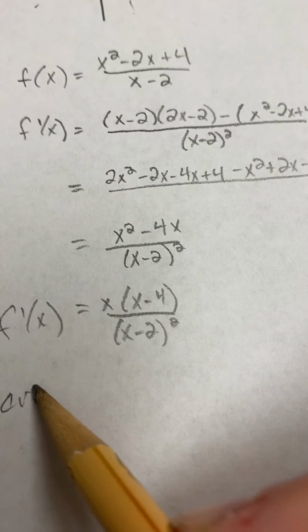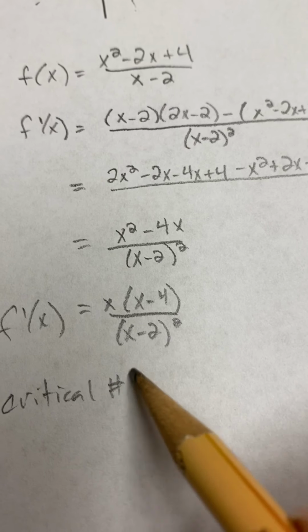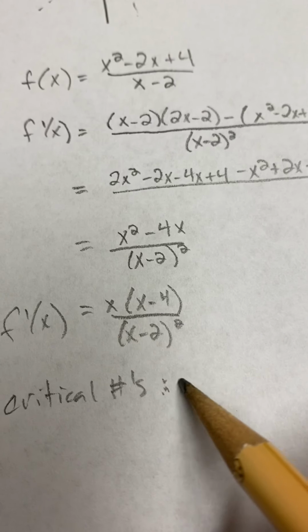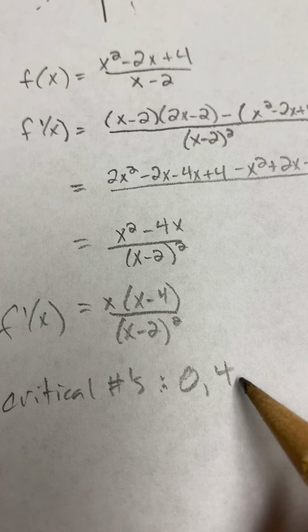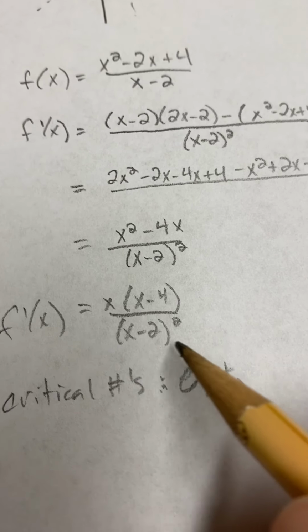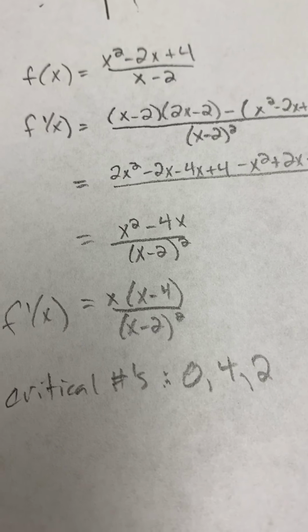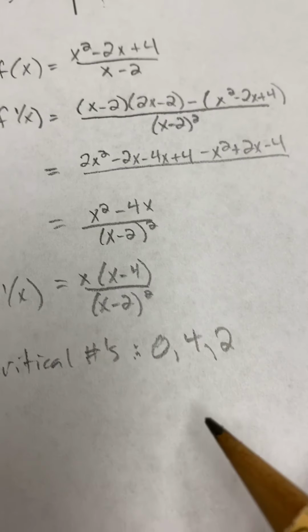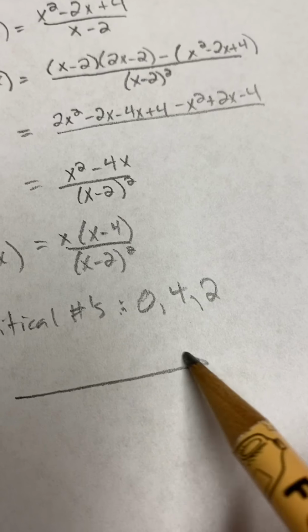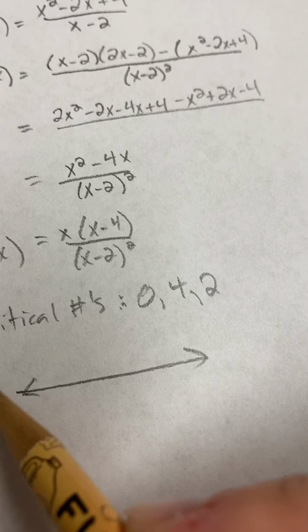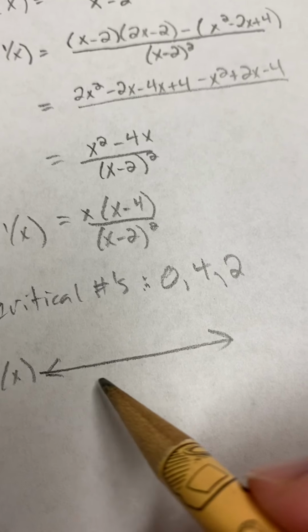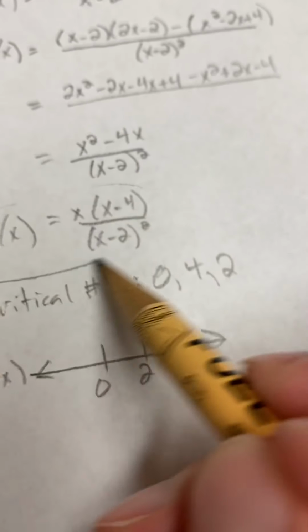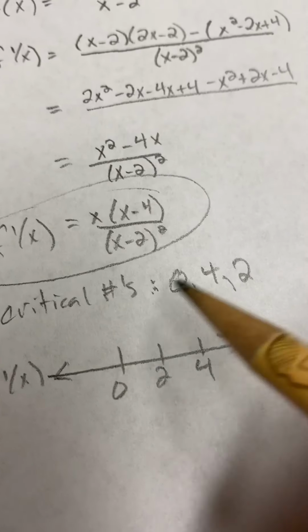So my critical numbers are anywhere where it is equal to 0, so it's going to be 0 and 4. And also anywhere where the derivative is undefined, of course, which is at 2. Now, that's an asymptote, so it's not going to be a minimum or maximum, but we still need to consider it. And we're going to put these on the number line and plug into the first derivative. So 0, 2, and 4. We're plugging into this to see what kind of numbers we get.